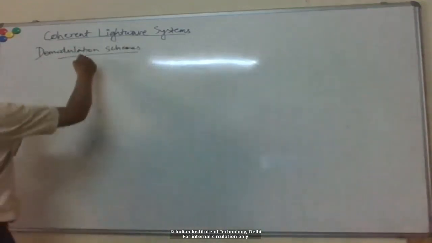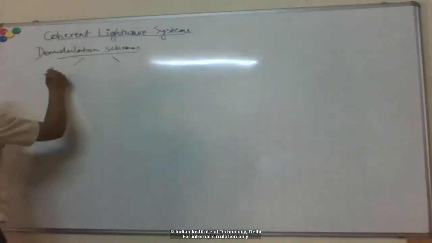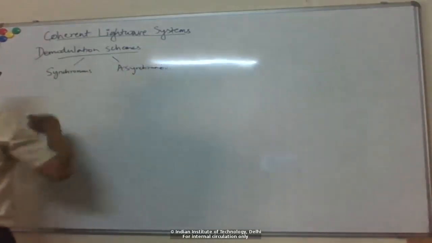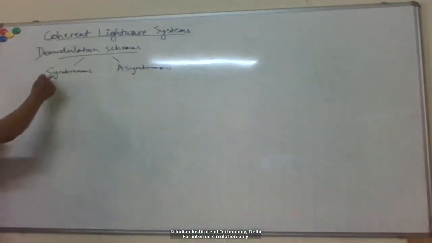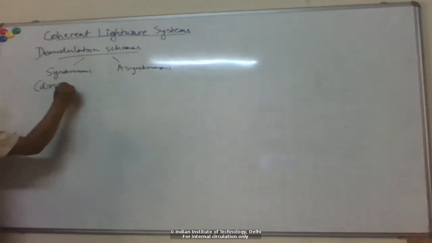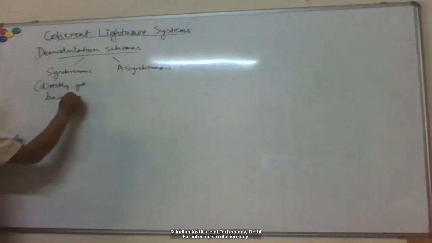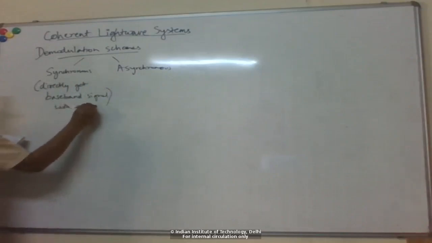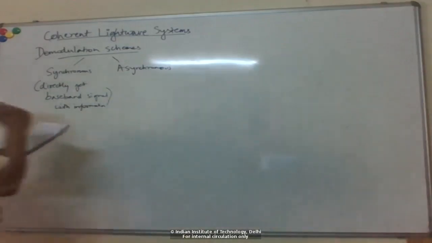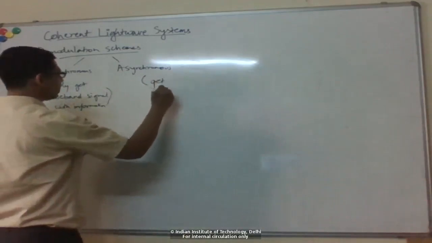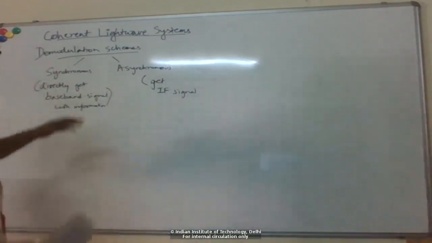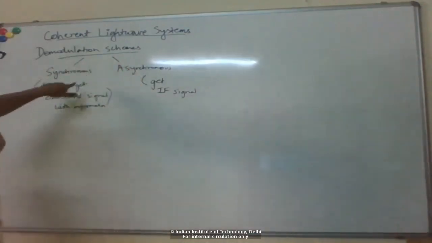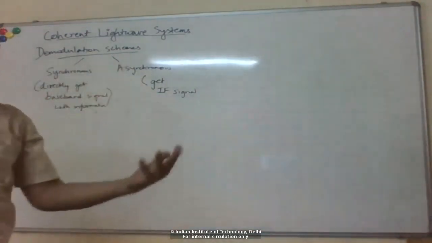Okay, so typically the demodulation schemes are classified into two broad classes. One is synchronous demodulation, the other is asynchronous. In synchronous demodulation, we directly get the baseband signal where our information is encoded. Whereas in asynchronous demodulation, we first get an intermediate frequency signal, just like with homodyne and heterodyne. With homodyne, we directly get a baseband signal. We remove the frequency because the local oscillator is exactly the same frequency as the transmitter. Whereas in heterodyne, we first get an intermediate frequency signal.